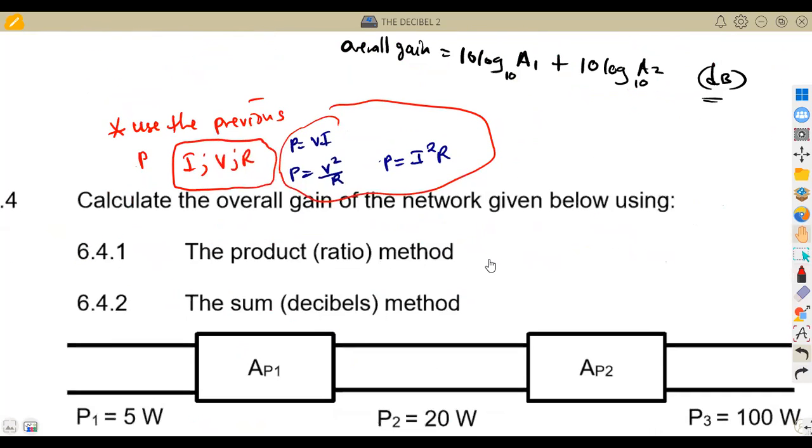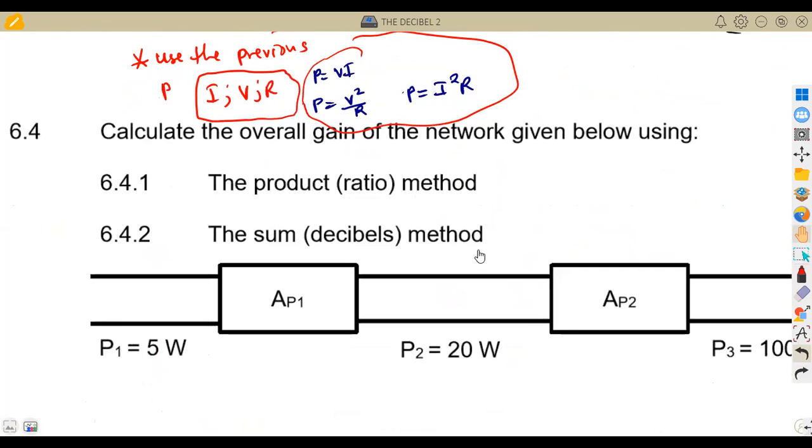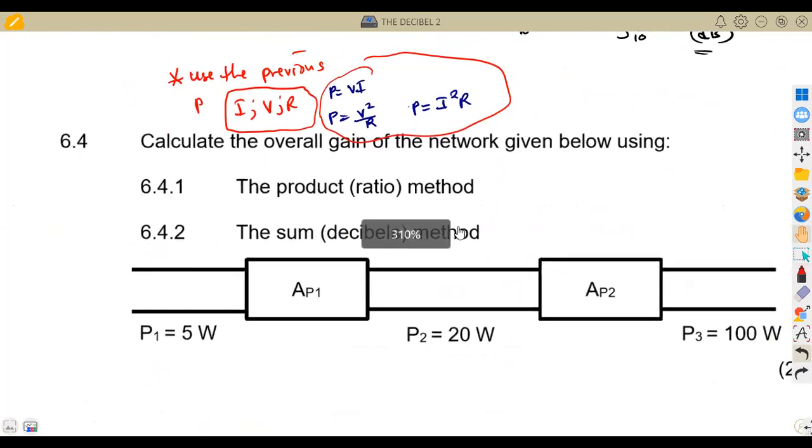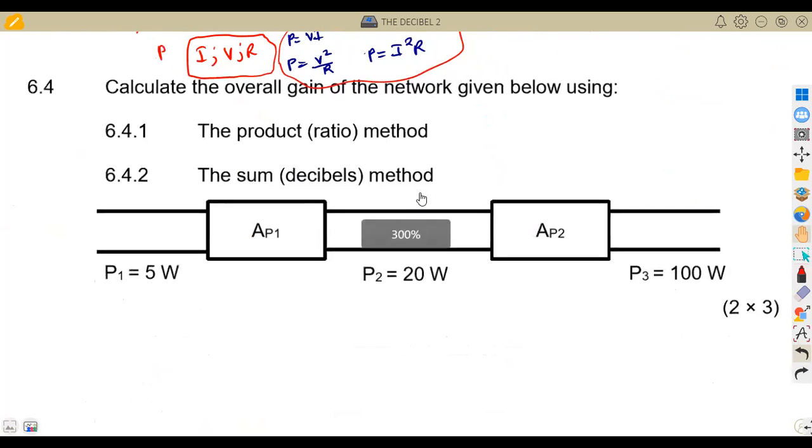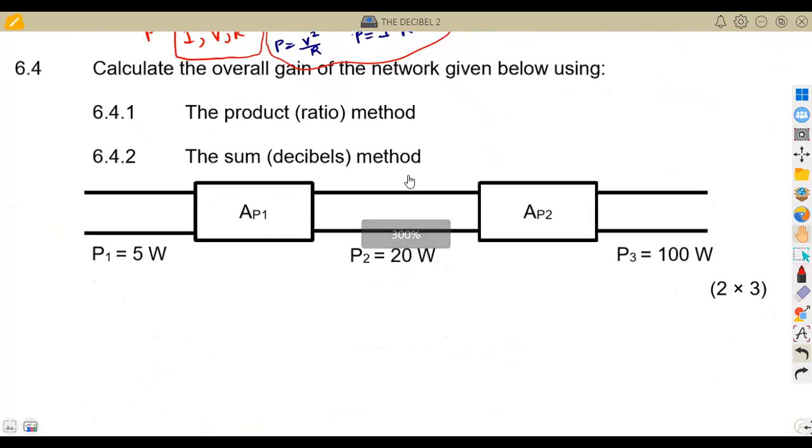All right, so let us check how they ask these questions. As you can check here, we are given: calculate the overall gain of the network given below using, take note, they have given us what to use.